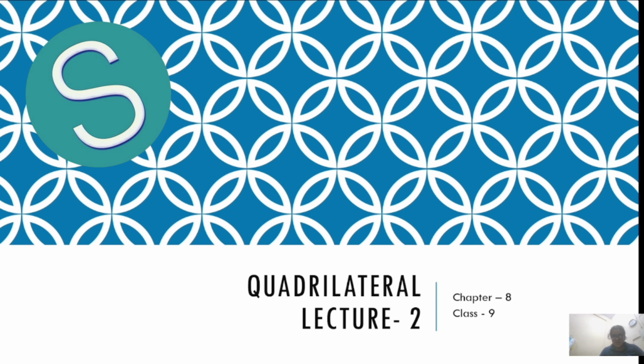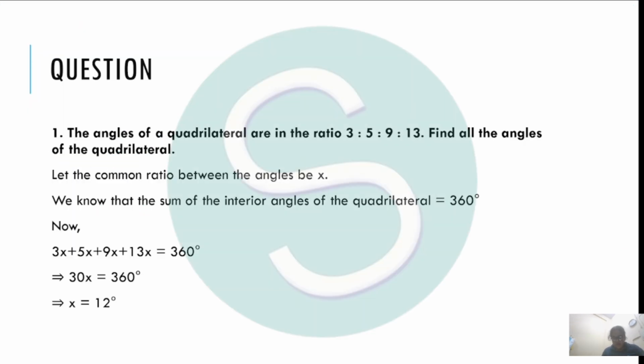So we will proceed with the first question, that is, the angles of a quadrilateral are in the ratio 3:5:9:13, and we have to find all the angles of the quadrilateral. इस क्वेश्चन में हम एंगल सम प्रॉपर्टी ऑफ अ क्वाड्रिलेटरल यूज करेंगे.